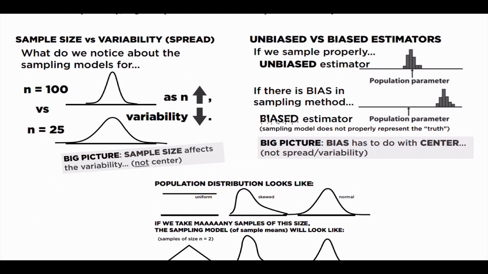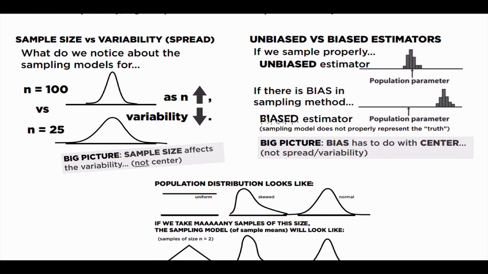More skinny, more narrow, is less variability, right? So the bigger the sample size, the less the variability. The smaller the sample size, the more the variability. That's just true of anything. The sample size affects the variability. It has nothing to do with the center. The center of this one would be here, and the center of this one would still be here. They're in the same spot, just the variability.